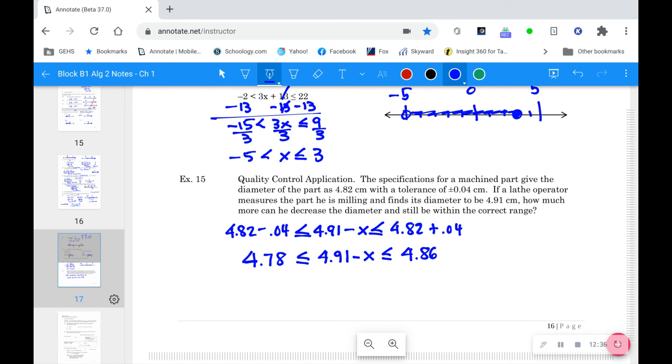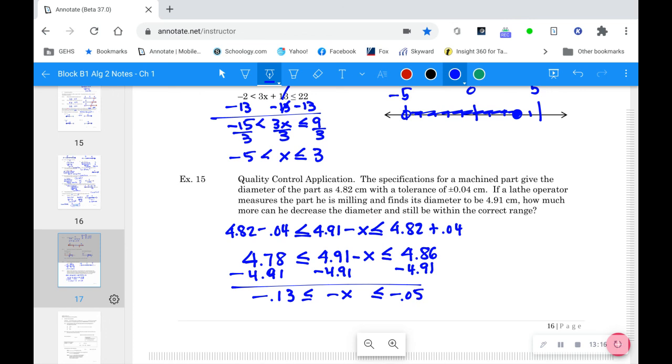All right, so what I'm going to do here is I'm going to subtract 4.91 from all parts of it. 4.91 minus 4.91 and minus 4.91. That'll take me to, let me see what that gives. I'm subtracting on my calculator here. Negative 0.13. And the other one turns out to be negative 0.05.